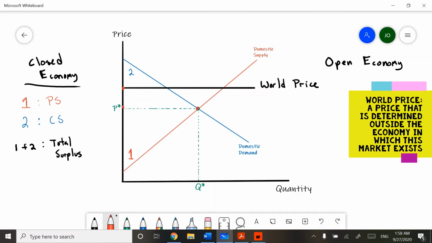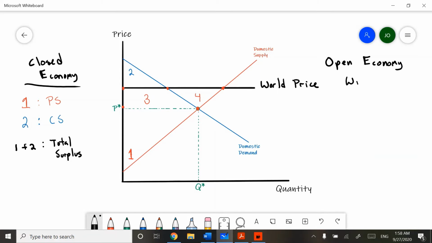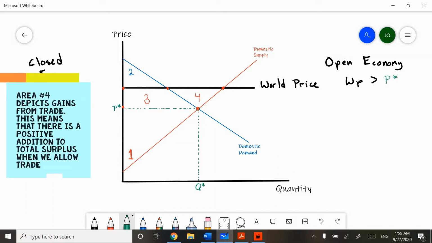Let's measure some areas. The first new area we're going to measure is area number 3, which is between these 4 points. And now we have area number 4, which is new to our analysis. So we have that when the world price is greater than the equilibrium price inside a country, our producer surplus grows. We are now adding area number 1 plus number 3 plus number 4.